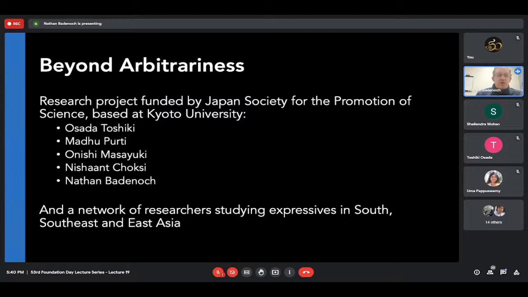So I've alluded to some work that we've been doing. When I was in Kyoto, we had a project funded by the Japanese government, called Beyond Arbitrariness. The project was based at Kyoto University, with a team of people who worked on South Asian languages while we were there, and then a network of researchers that expanded out into areas of Southeast and East Asia as well. That's where this work is coming from.